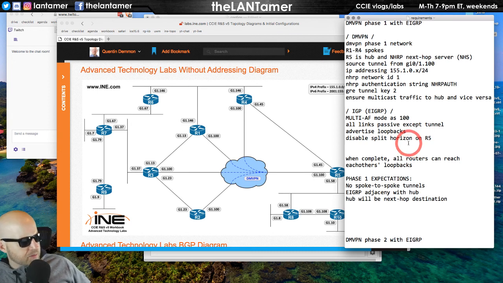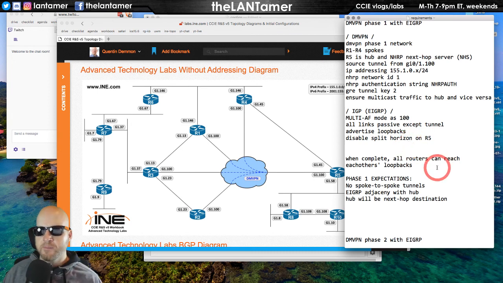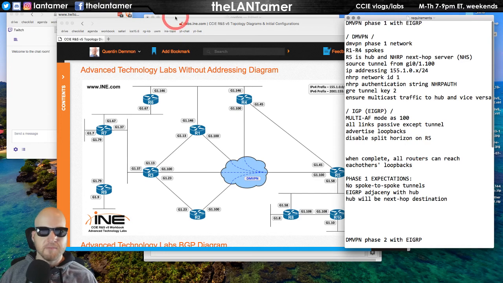And we're going to skip IPsec. Okay. Very good. No spoke-to-spoke tunnels. EIGRP adjacency with the hub. The hub will be the next hop destination. All right, let's do it.